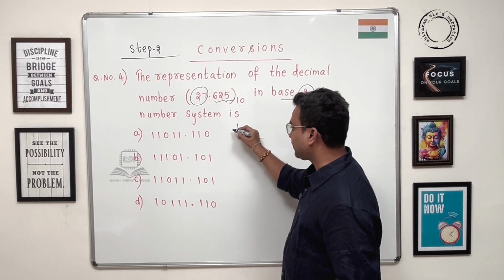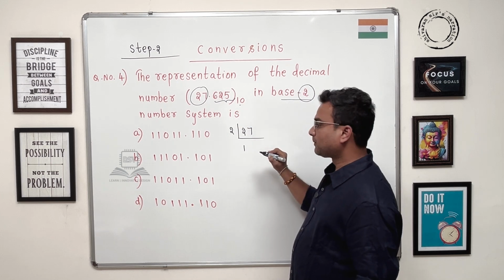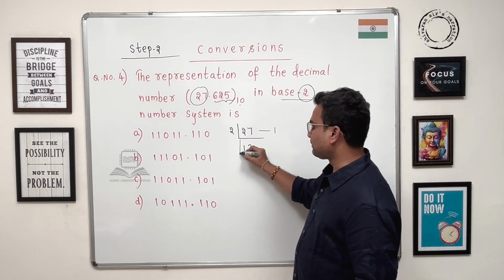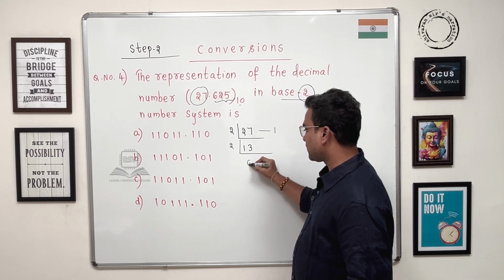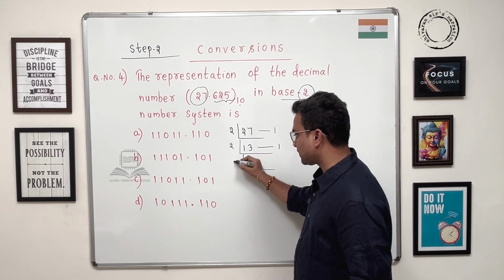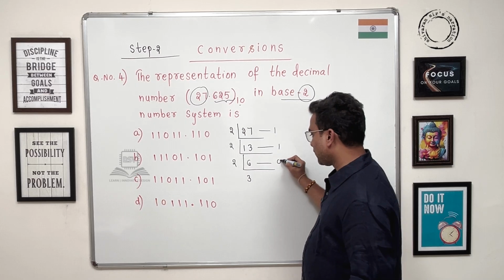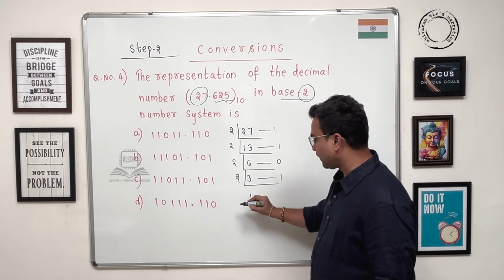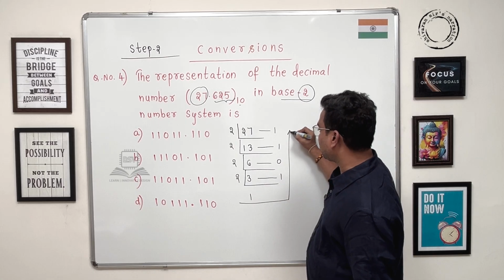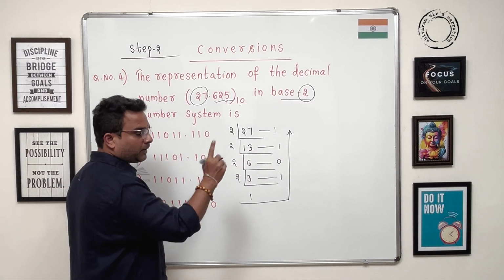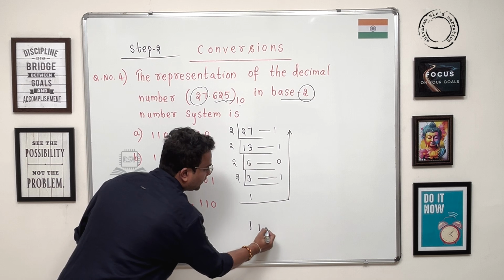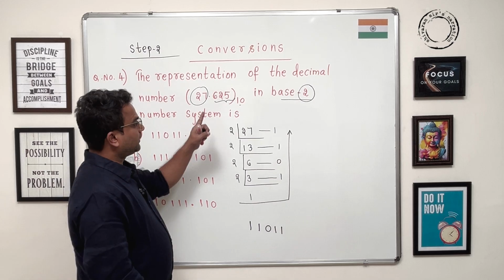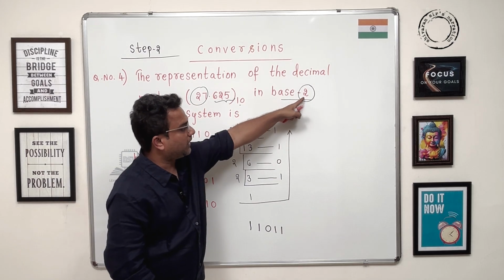Now let's divide the integer part. 27, if you divide by 2, 2 ones are 2, 2 13s are 26. What is the remainder? 1. Similarly, 2 6s are 12, remainder is 1. 2 3s are 6, remainder is 0. 2 1s are 2, remainder is 1. And here we need to go from bottom to top. So the integer part in binary is 11011. That's it. You have divided the integer part by the radix value.